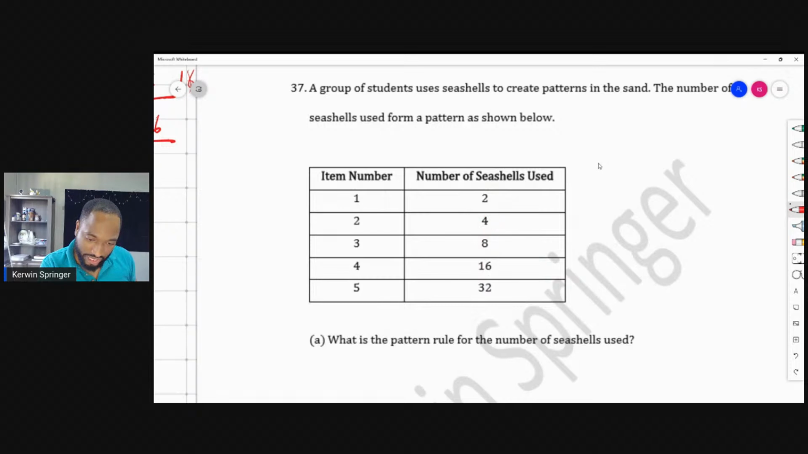So what are they doing? This is like 2 times 1. It's like 2 times 2. This is like 2 times 2 times 2. It's like 2 times 2 times 2 times 2 times 2. I'm sure you all do this in your mind before. Like you say, 1 by 2 is 2. 2 by 2 is 4. 4 by 2 is 8. 8 by 2 is 16. 16 by 2 is 32.